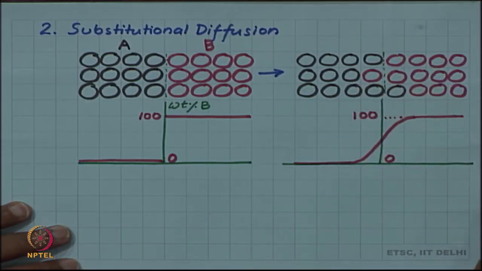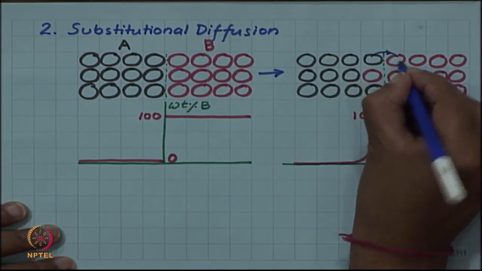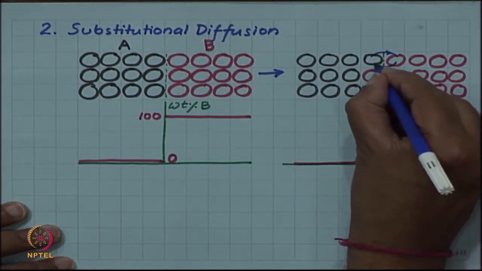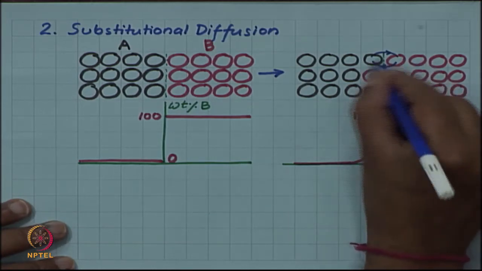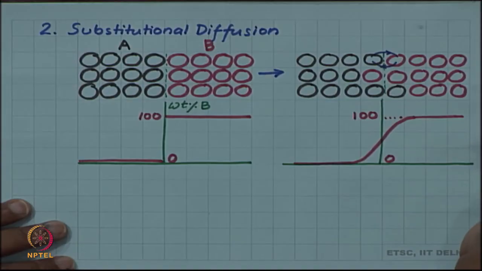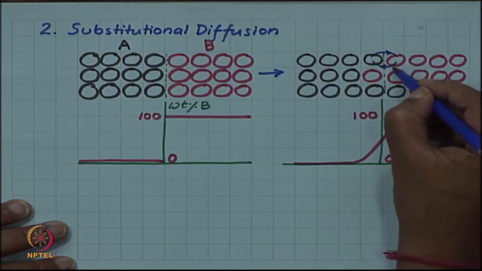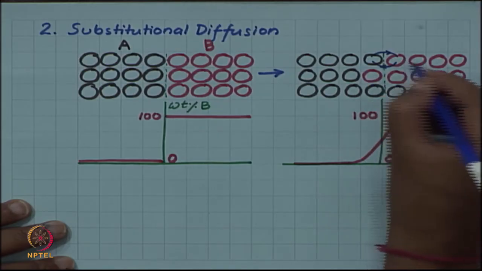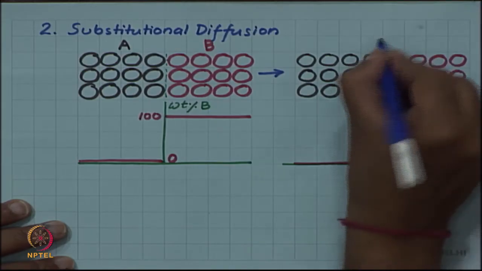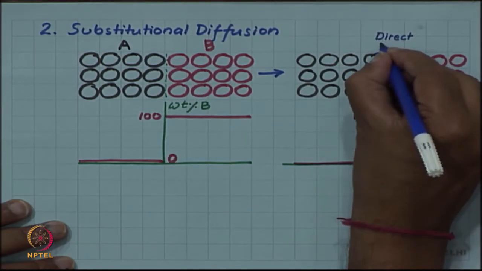One such mechanism was the so called ring mechanism or the direct exchange mechanism. So, in the direct exchange mechanism, they believed that something like this will happen, that a pair of atoms will exchange their position with each other. Of course, physically they will have to rotate around each other and will have to distort the surrounding lattice. So, that will require energy, but this kind of direct exchange. So, let us write this as a direct interchange.